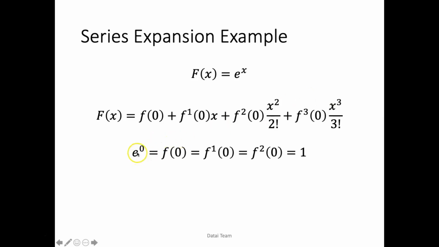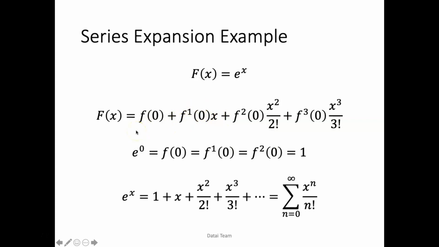And we know that e to the 0 is equal to the first derivative, the second derivative, the original function, and to the nth derivative. And its value is 1, so we can just write 1 instead of these functions here. So we get e to the x, or f of x, is equal to 1 plus x plus x squared over 2 factorial plus x cubed over 3 factorial. And you can see the pattern here. We have x to the n over n factorial, starting at 0.